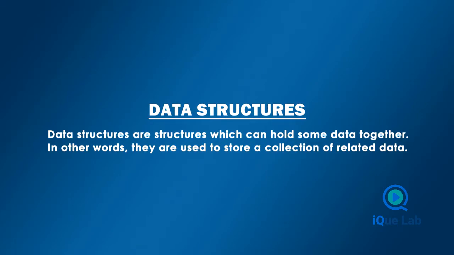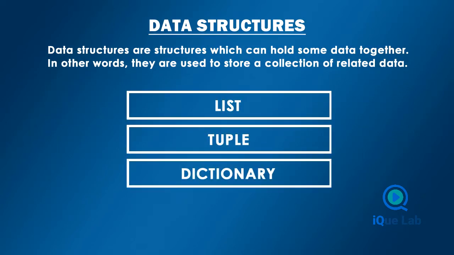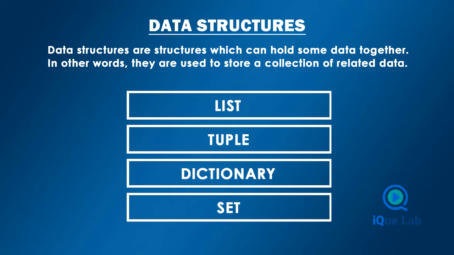Data structures are structures which can hold some data together. In other words, they are used to store a collection of related data. These are the main data types in Python: list, tuple, dictionary, set. In the coming videos, we will be looking into each of them and understanding the various operations that can be done in these data structures.